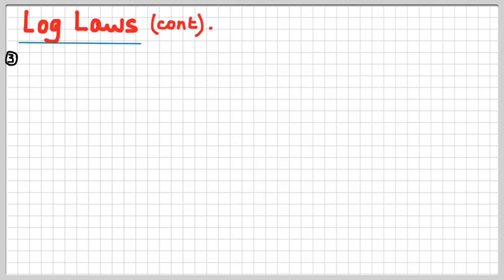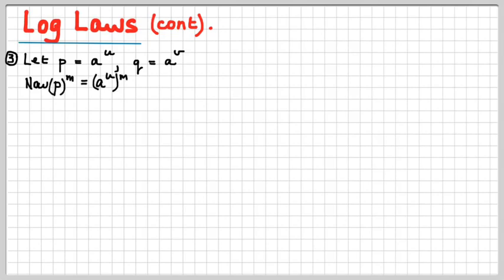Here comes another one now, while we're on a roll. This is number 3. This is when you raise something to a power. So we're saying p is a to the u and q is a to the v. What happens if we raise p to a power, say, to the m? Well, that really means p to the m is a to the u to the m, doesn't it? Which, according to your index laws, you know, don't you, that equals a to the u times m, doesn't it? Well, that's what this log law is about.